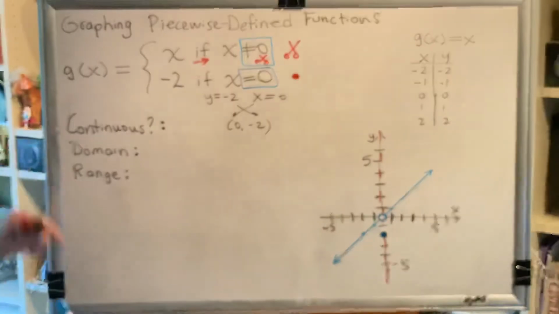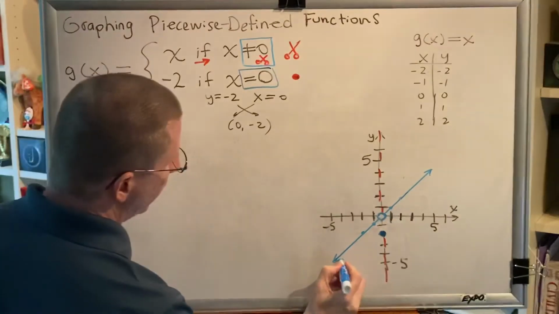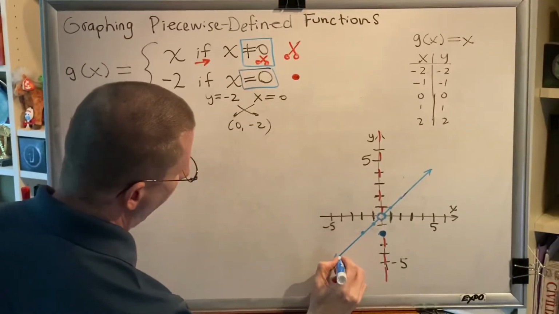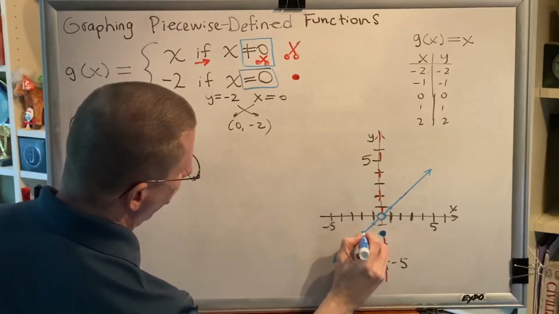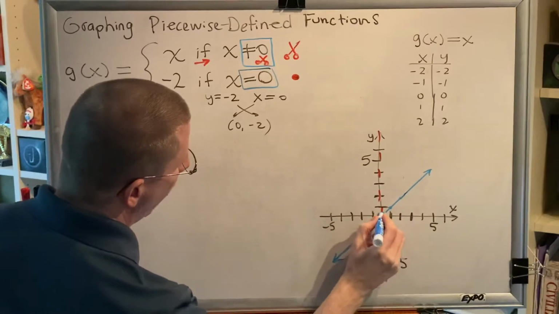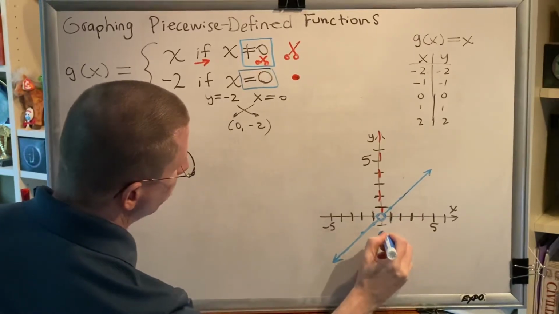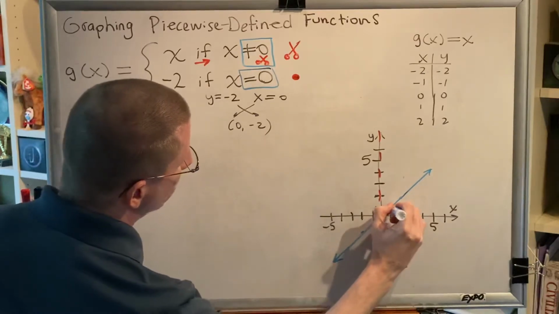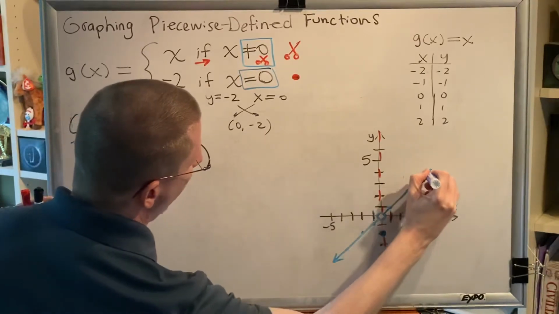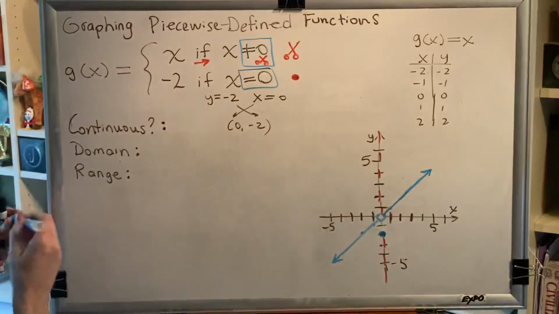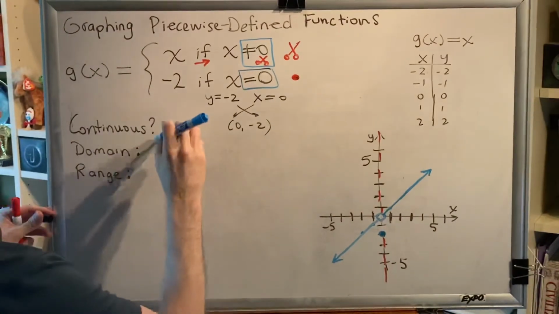Okay, is this continuous? Can you draw the entire blue part of the graph without picking up your marker? And the answer is no. I can get all the way to here, then I have to pick up my marker and put this closed dot here, then I have to come back and continue the rest of my journey. And for that reason, this graph is not continuous.